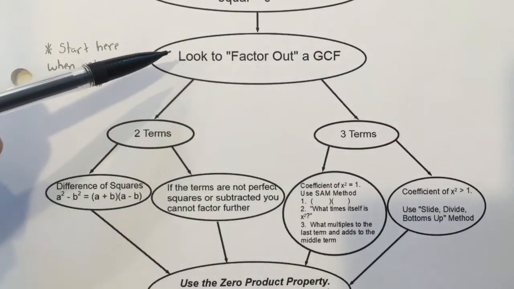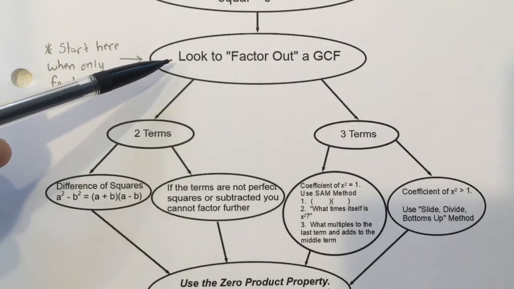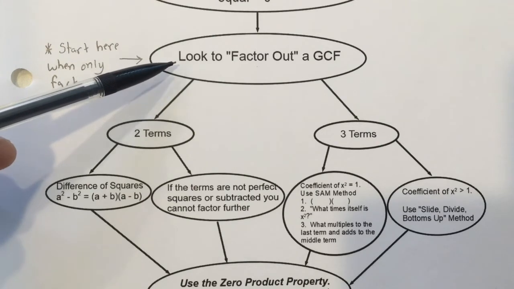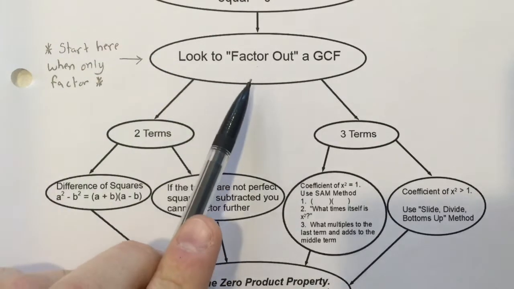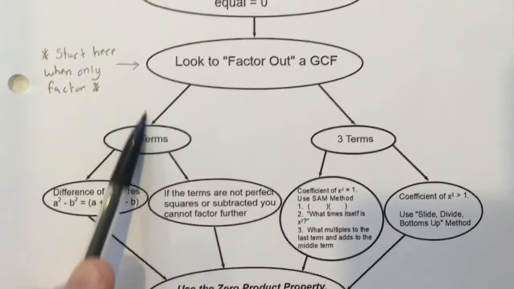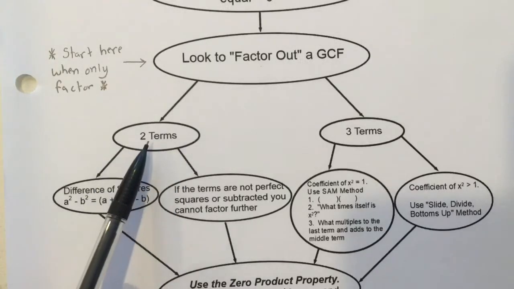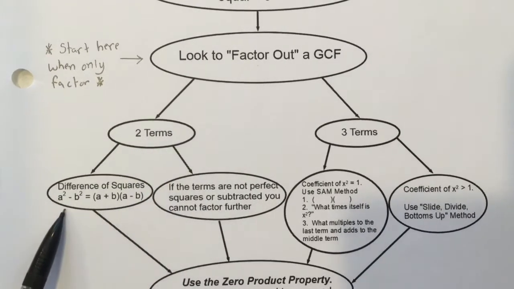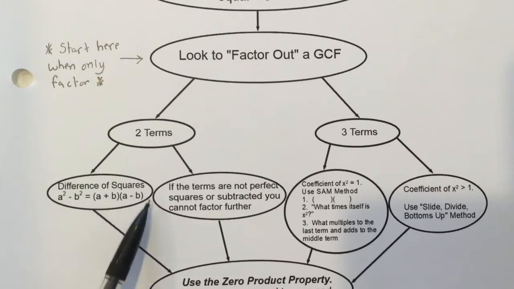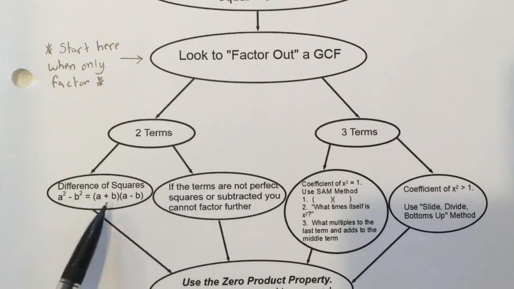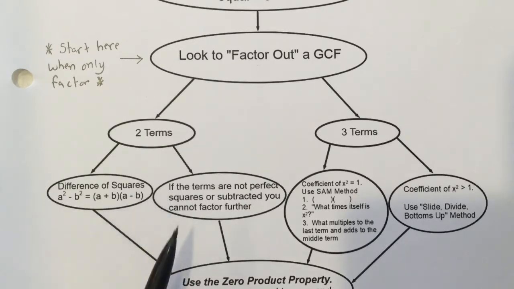So if we think about what we've done already, the first lesson was looking for the GCF. We said we always do that first, which is what we have. Last lesson, we said if there's 2 terms, we would go over here. Our options were, if those both were perfect squares and they were being subtracted, we could factor that with difference of squares. The other option is if it's not 2 perfect squares being subtracted, then you can't factor it any further. Today we're going to look at what happens if we have 3 terms.